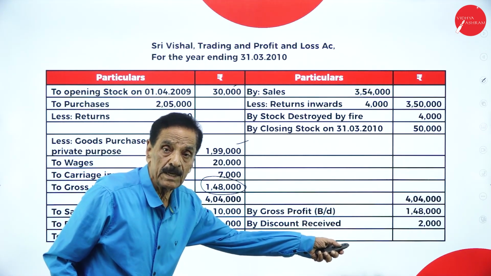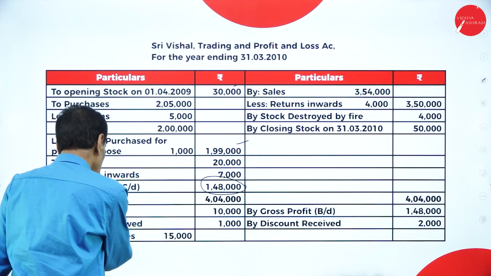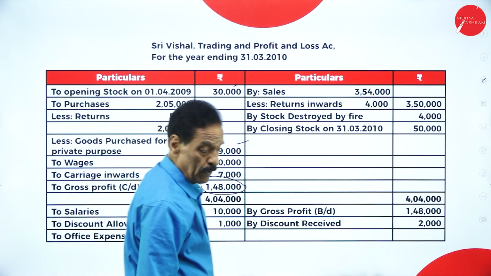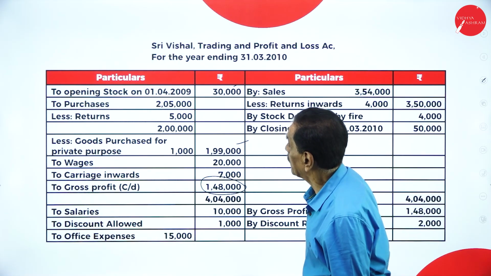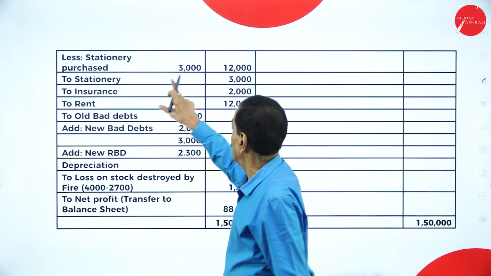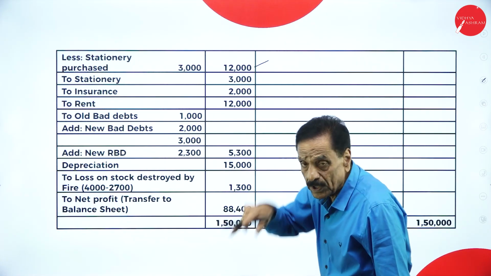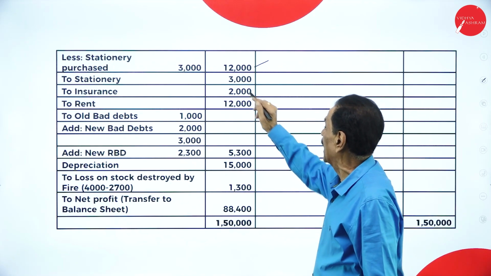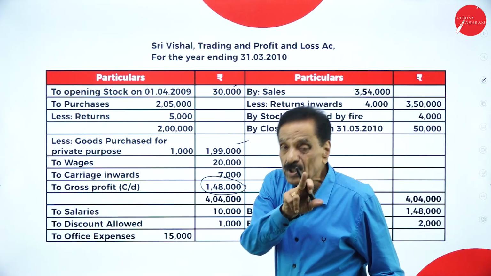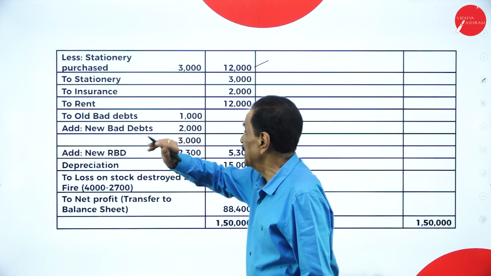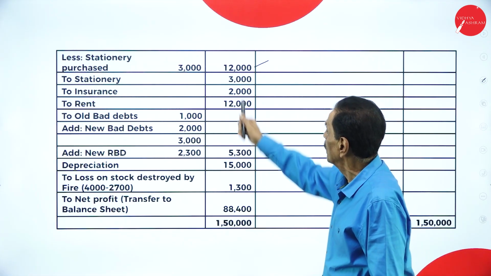By discount received 2,000. To salaries 10,000. To discount allowed 1,000. To office expenses 15,000, less stationery purchase 3,000, 12,000. You show stationery separately, that's all. What is the total amount? 15,000 only, which includes the stationery of 3,000. Deduct the stationery 3,000. What does the salary become now?